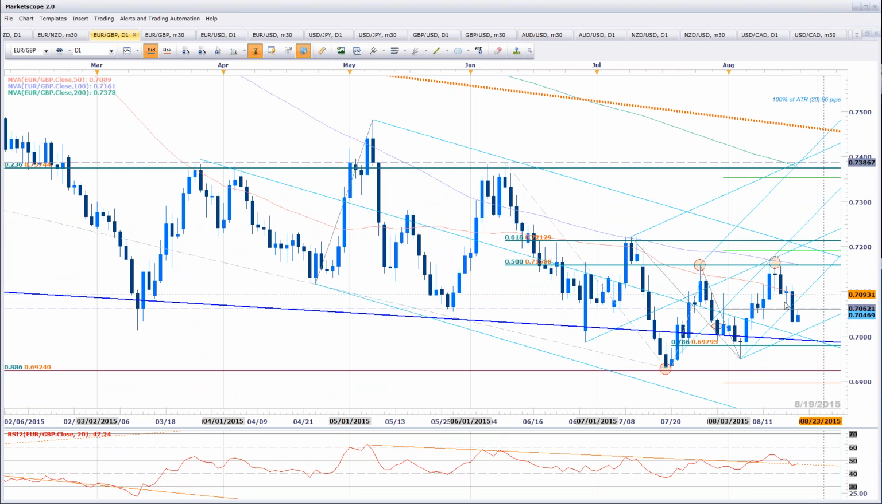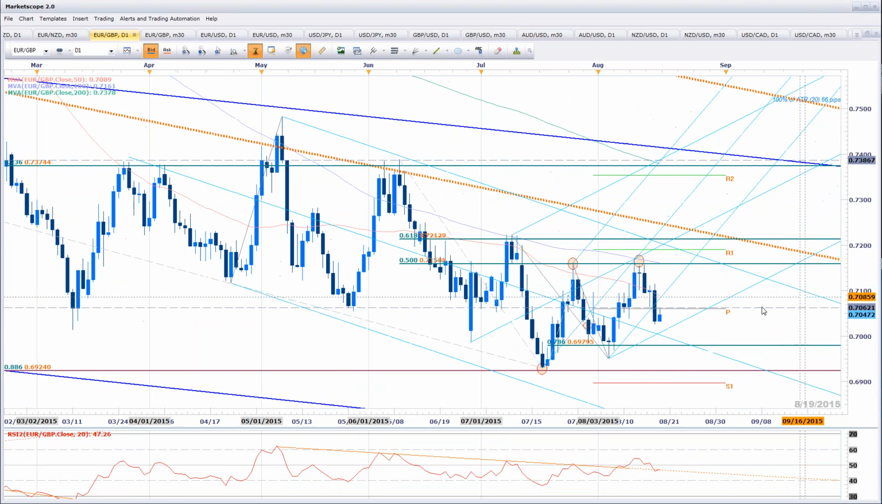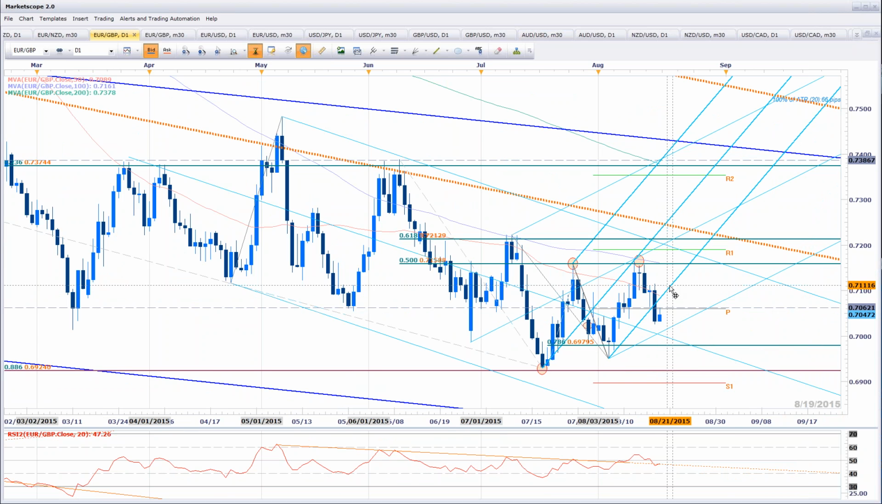Okay, so there was the initial embedded one that we broke. The break below this really shifts the attention to this region here. Okay, and that's basically into the 170 handle. You're now checking the monthly central pivot as resistance. Momentum completely flatlining around 50. Here's what the intraday chart looks like.